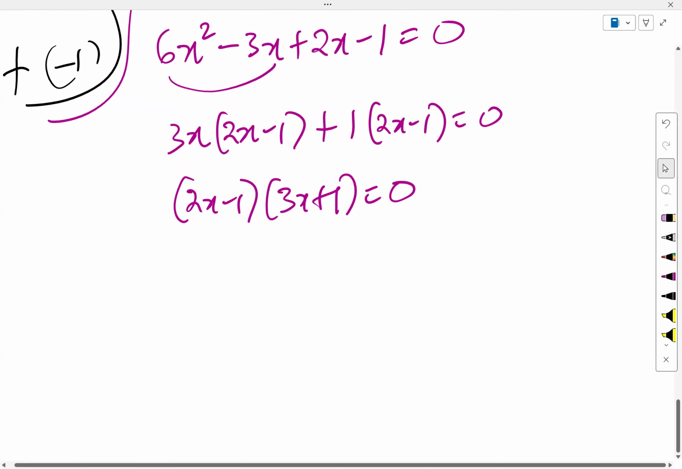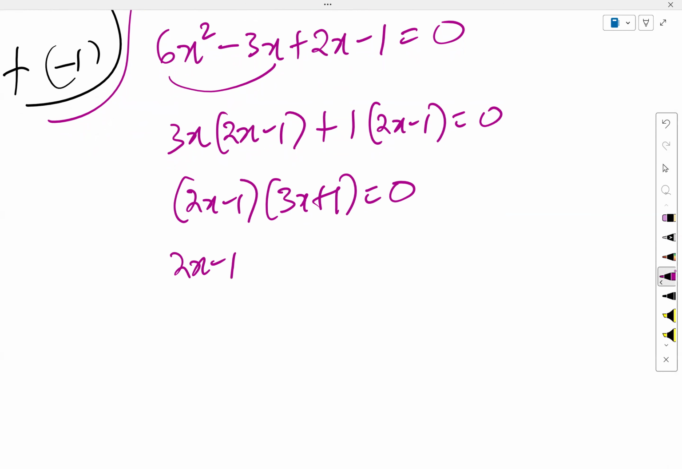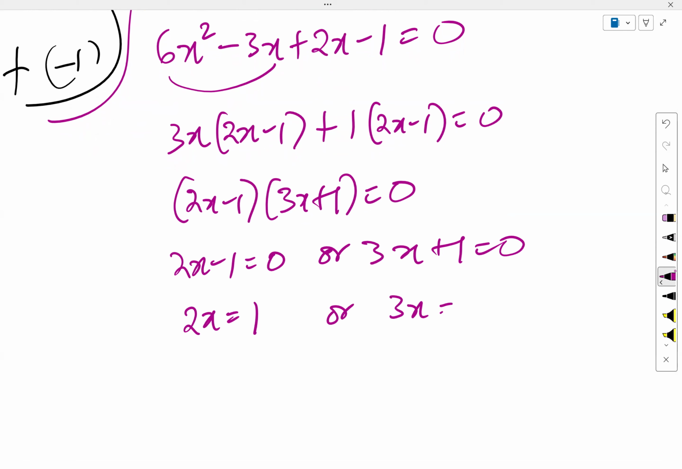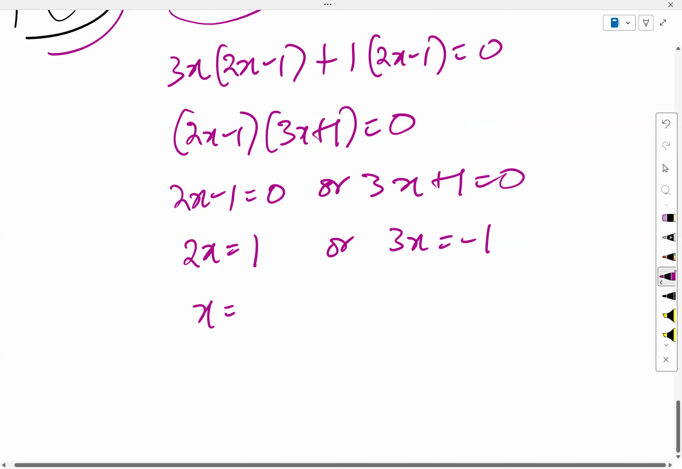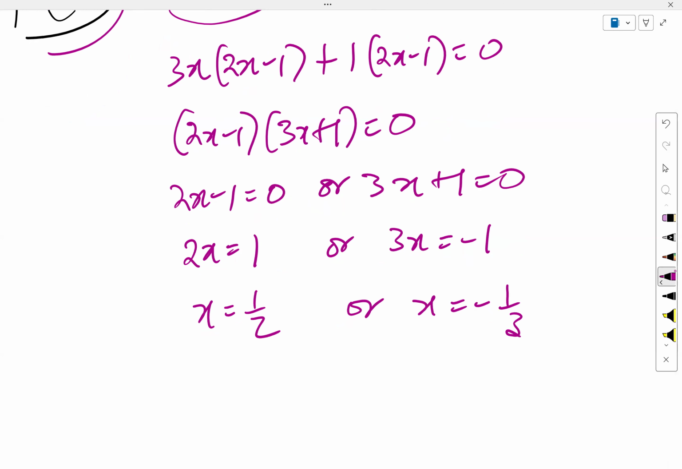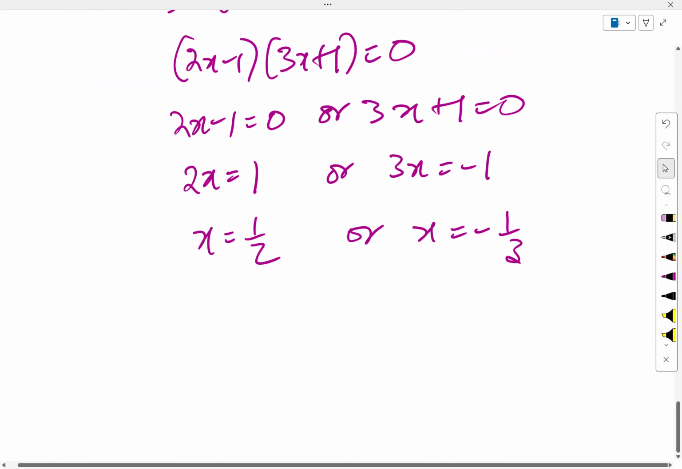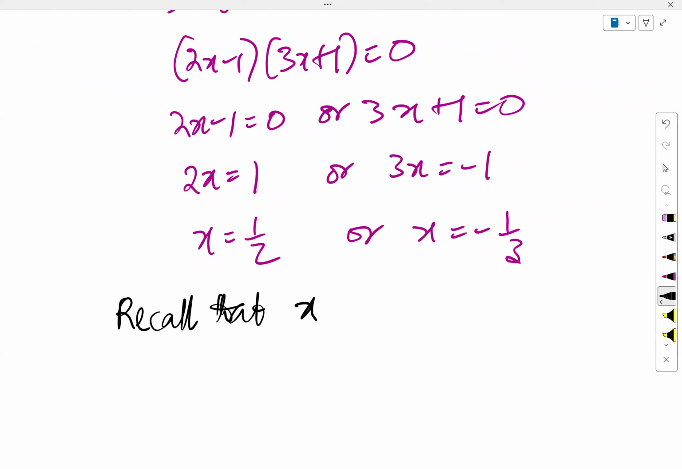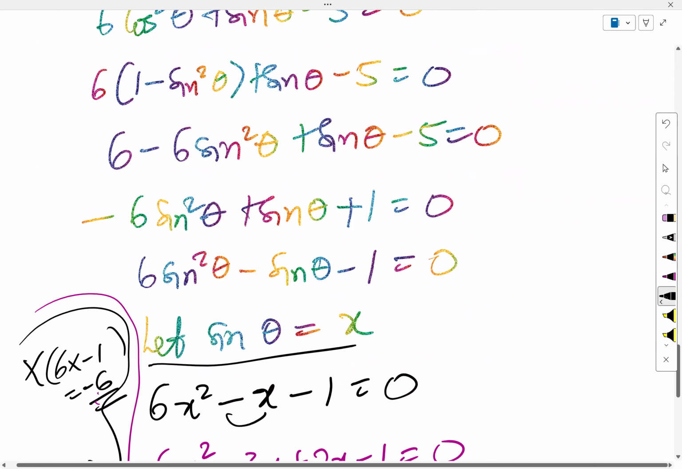Okay. So in that case now, we pretty much have what we need. So we can say 2x minus 1 equals 0, or 3x plus 1 equals 0. That means 2x equals 1 or 3x equals minus 1. And that means x is equal to 1 over 2 or x is equal to minus 1 over 3. But mind you, we did not start with x. So what do you do? You go back to what you started with. So you recall that x is sine theta. That was the change you made initially. Don't forget.